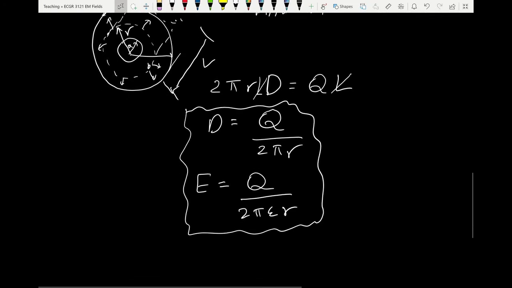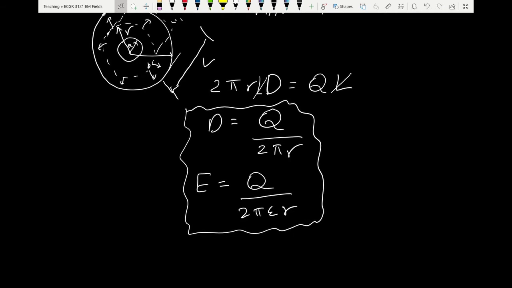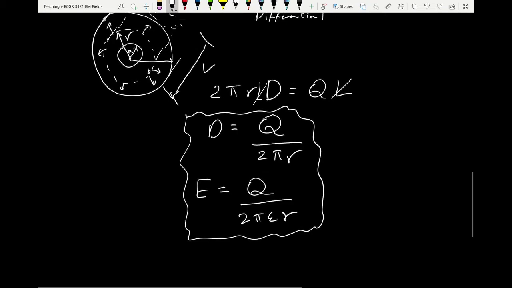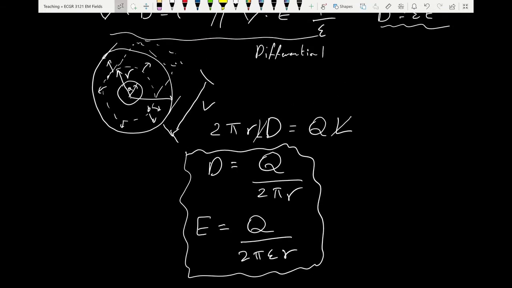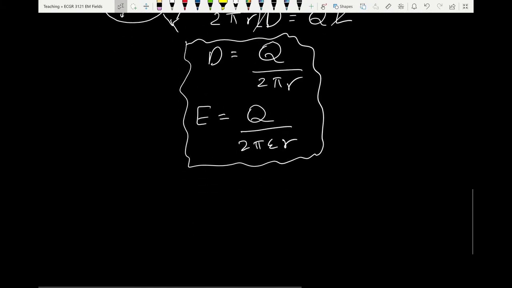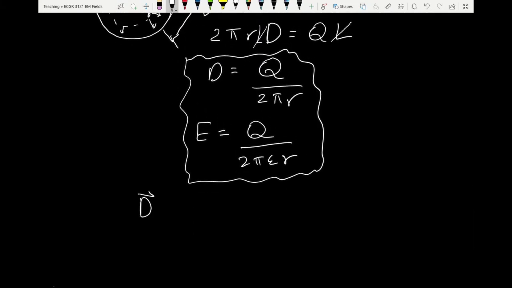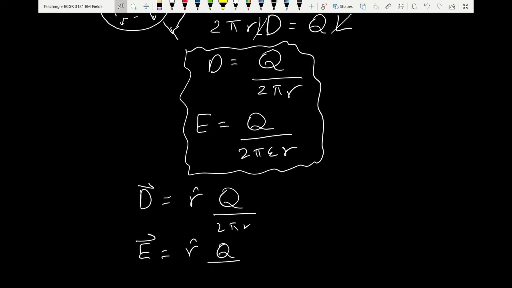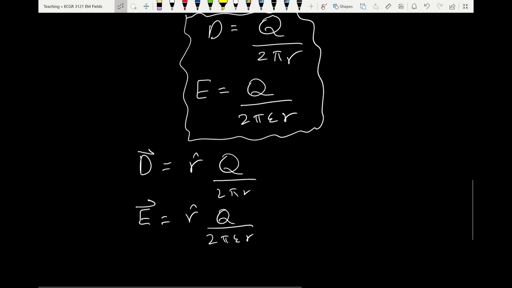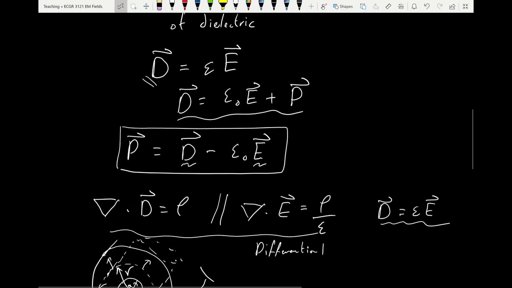Right? And again, from the Gaussian formalism, although we lost the vectorial information, from the symmetry of the Gaussian surface, we can put it back in. So I can say in cylindrical coordinates, D as a vector is just going to be r small hat Q over 2 pi r, and E is going to be r small hat Q over 2 pi epsilon naught r. And we're set to find P.